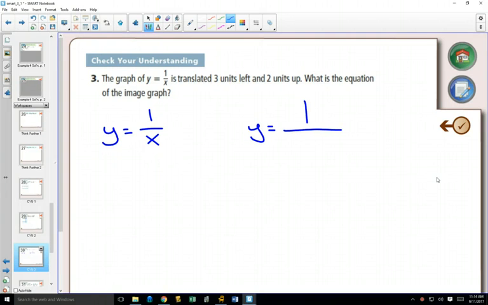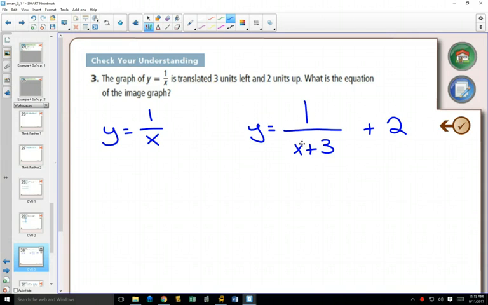All right, so we were translating this graph 3 units to the left and 2 units up. So you could do that directly. The 3 units to the left, that's going to be x plus 3, where the x was, because that's inside the function. The 2 units up will be plus 2 after, because that's outside of the function.